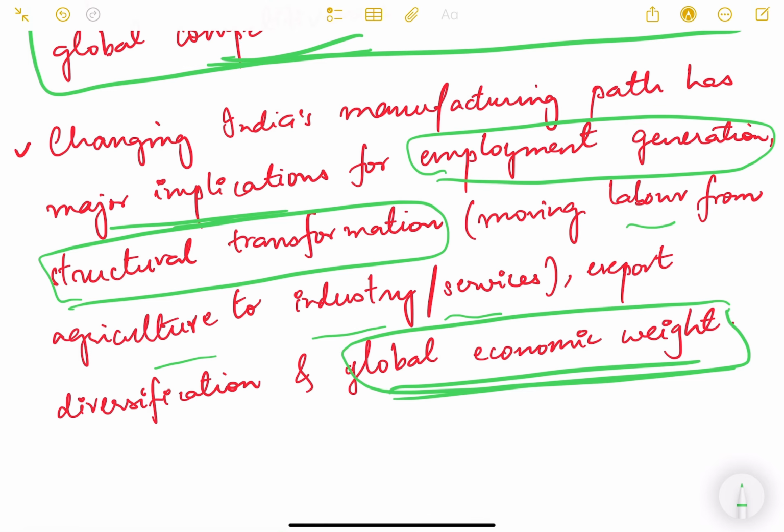From the next video, we'll start studying how various policies and decisions, starting from the 1991 reforms, have affected the industries in our country, how we have generated jobs, where we have failed, what the opportunities are, and what more can be done. We'll study that in depth in this particular lesson.